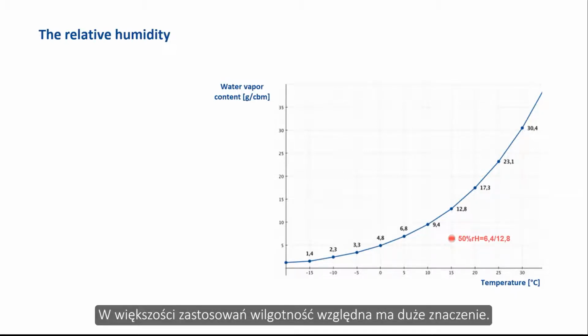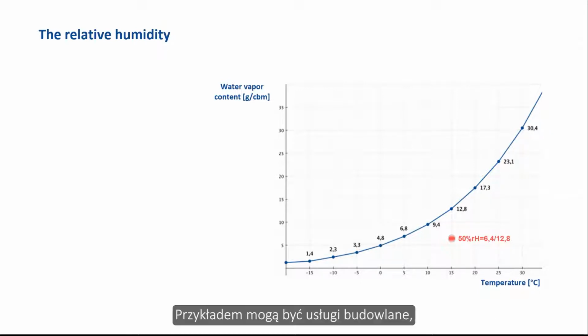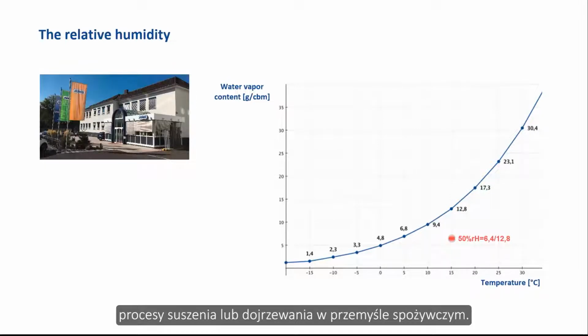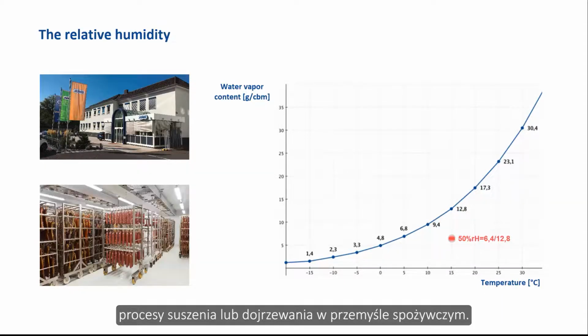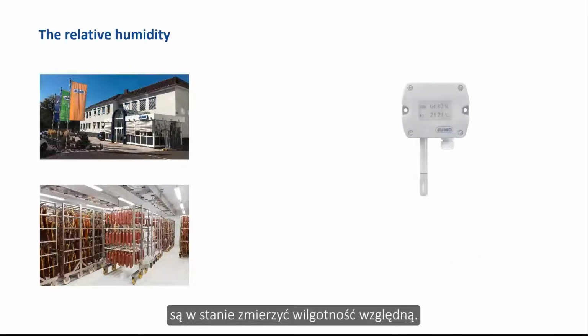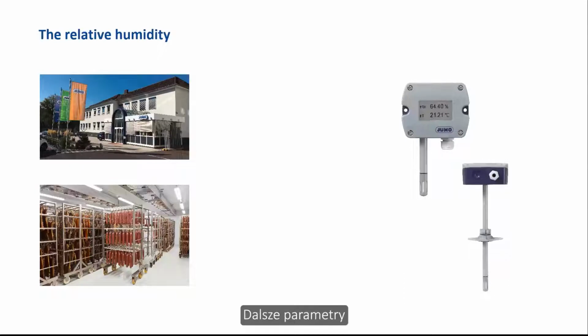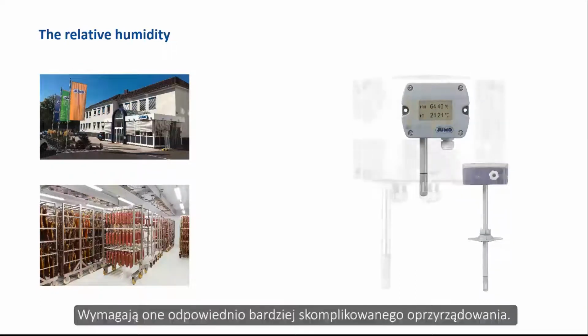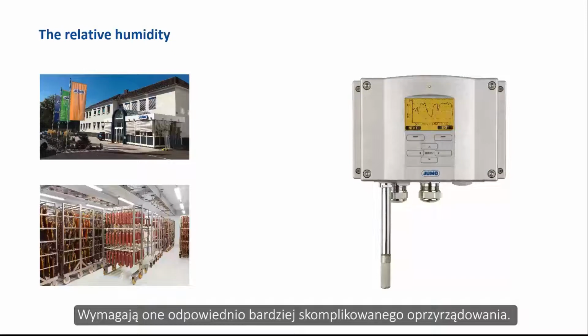In most applications, relative humidity is of importance. Examples are building services, drying processes, or ripening processes in the food industry. Even simple measuring instruments are able to measure the relative humidity. Further parameters, including the absolute humidity described, can be determined mathematically with reference to the temperature. These require correspondingly more complex instrumentation.